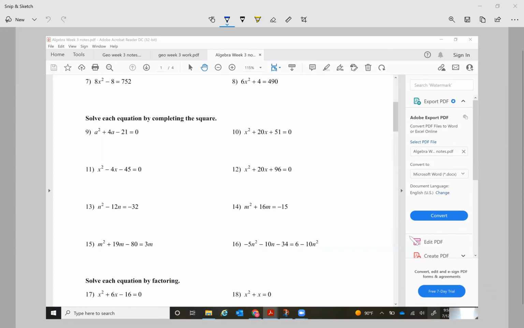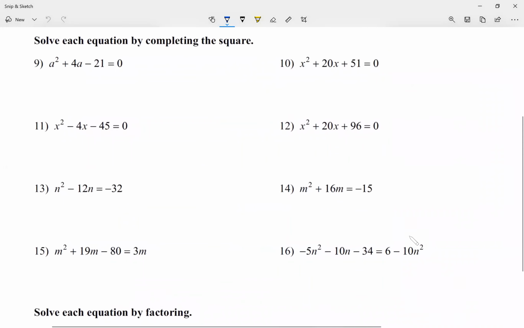All right, so today we're going to be looking at questions 9 through 16. That's on our notes. For 9 through 16, we're going to learn how to solve each equation by completing the square. We talked about square roots yesterday. So now we're going to learn a new method, how to solve by completing the square.